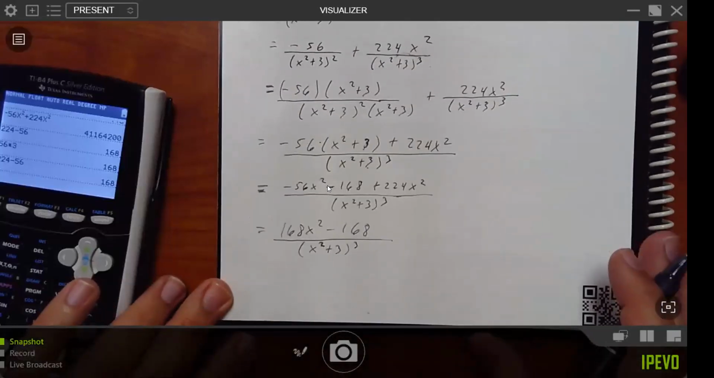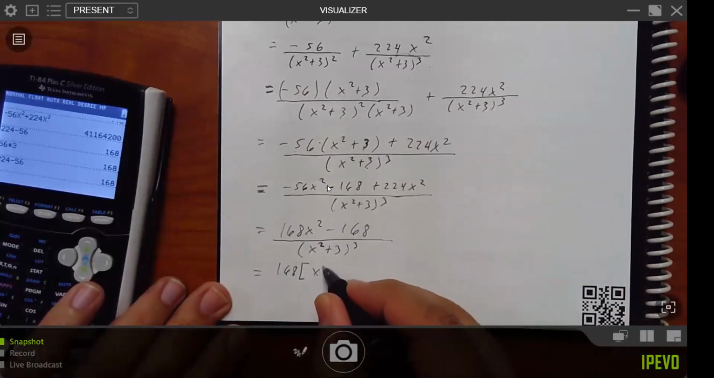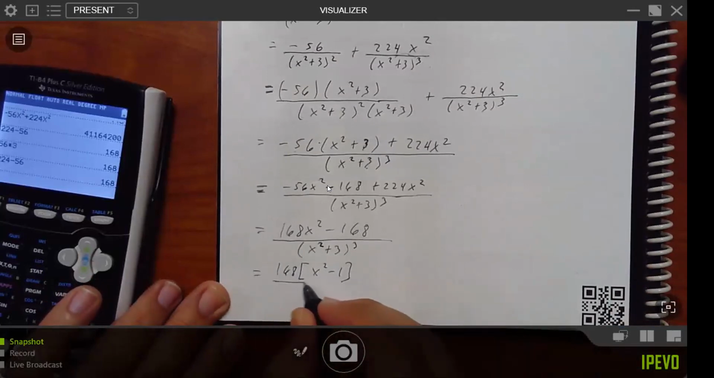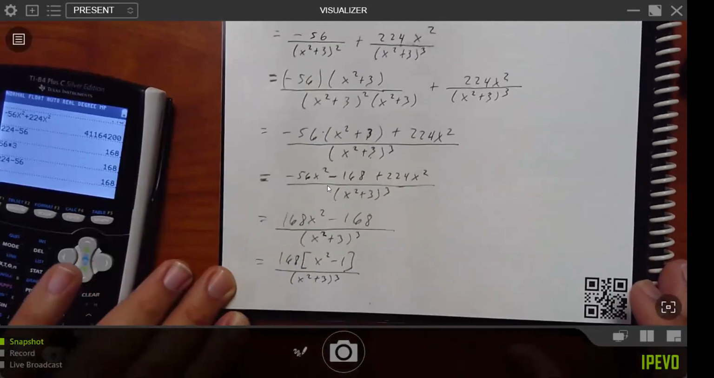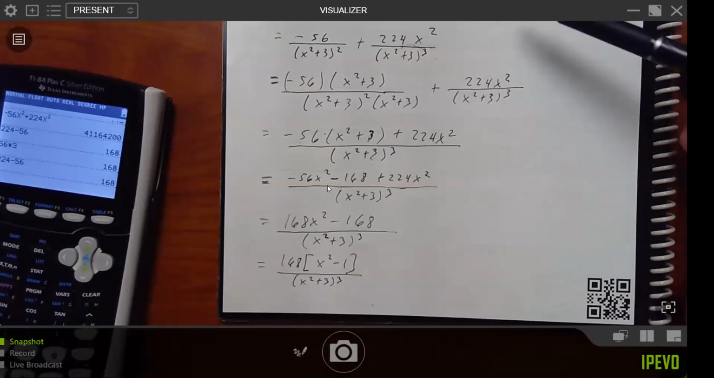Means I can factor that now. Here's the second derivative. Is that what you got? Yeah, we did the chain rule here.